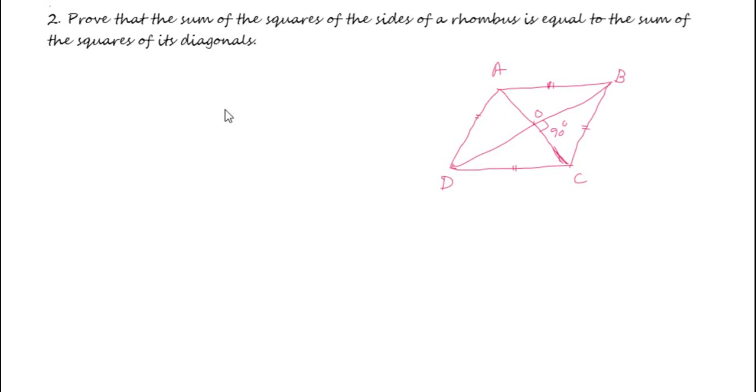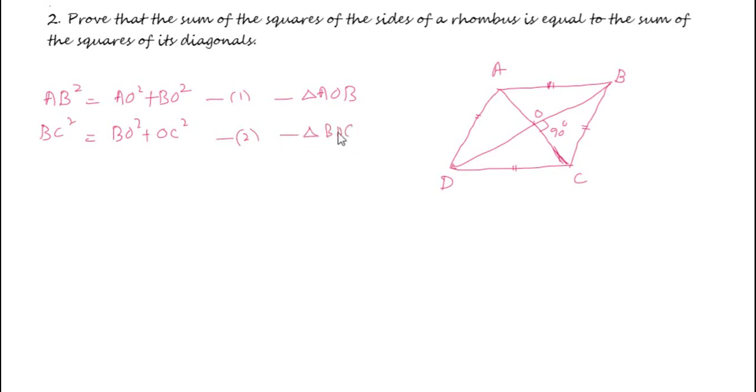First let us consider the triangle ABO. Now we have AB square equal to AO square plus BO square. This is 1. This is in triangle AOB. In triangle BOC, BC square is equal to BO square plus OC square. This is 2 in triangle BOC.